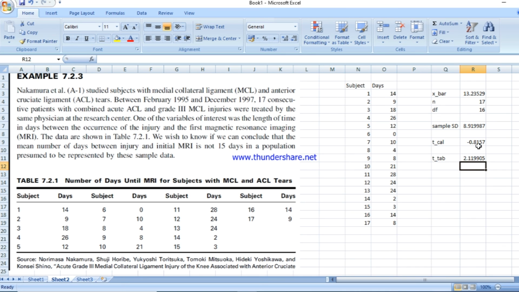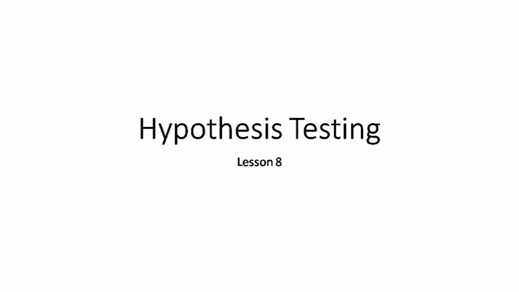So our calculated value in absolute terms is less than the tabulated value, and hence we say that on average the number of days between injury and MRI is abiding by 15. That is to say, we are not rejecting H naught, wherein H naught was that the mean number of days between injury and MRI is 15 days. So, this was all about hypothesis testing, and with this, we end lesson 8.